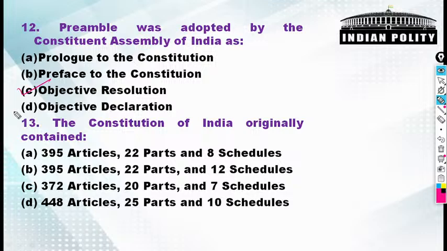The objective resolution was adopted by the Constituent Assembly on 22nd January 1947, and it was moved in the Assembly on 13 December 1946. It was drafted by Jawaharlal Nehru, and adopted by the Constituent Assembly on 22nd January 1947. Later it was modified as the preamble. Answer will be C.